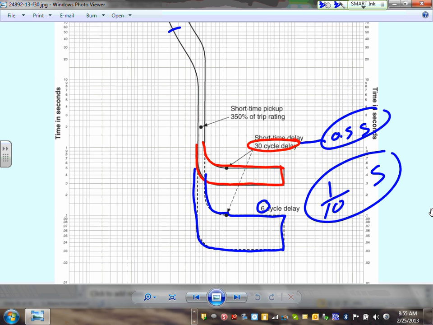Why do I care about adjusting it? Because I need to coordinate them. Any comments, guys, about adjustable instantaneous circuit breakers? Let me show you another example.